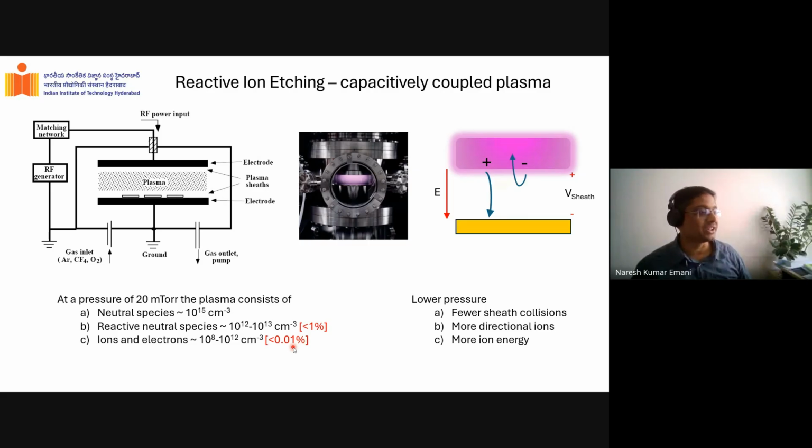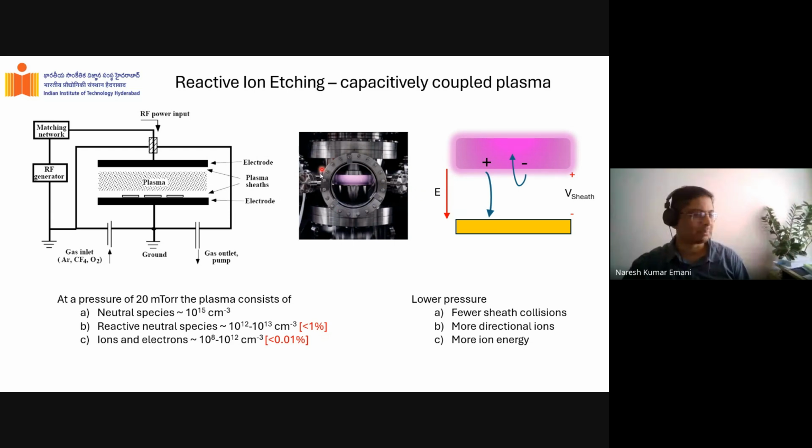Okay, it's probably energetically even difficult to have that, because once you also have the recombination, as somebody was talking, right? The electron again being captured by the atom also can happen. Okay, so you don't have this. Typical plasma contains less than 1% of reactive species and less than 0.01% of ions and electrons and so on. Okay, so if you have such a scenario, you will see something like this.